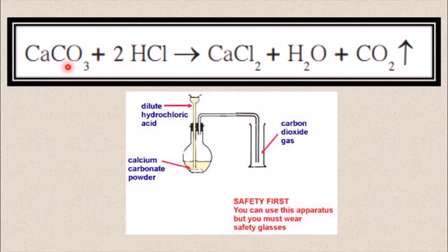So first is calcium carbonate. It reacts with hydrochloric acid. So Ca and Cl2 get combined, that is CaCl2 is formed, that is calcium chloride. Water is formed and carbon dioxide is given out, which we collected in this jar.